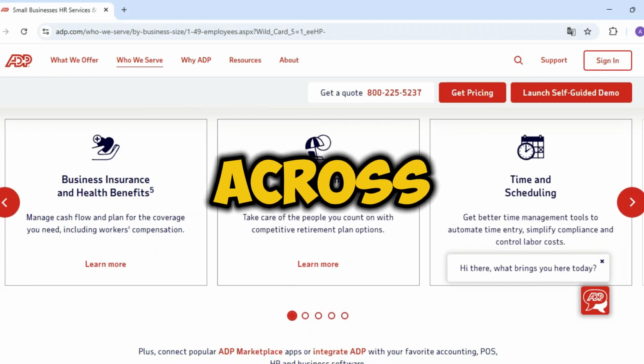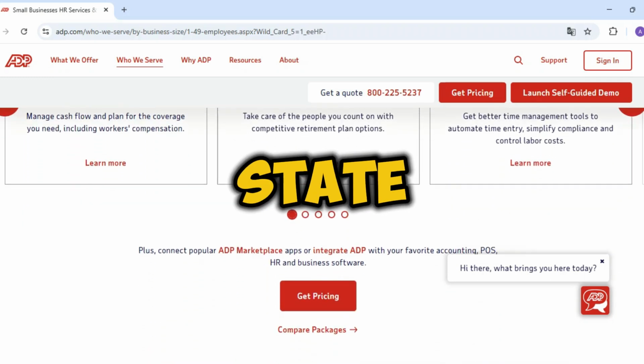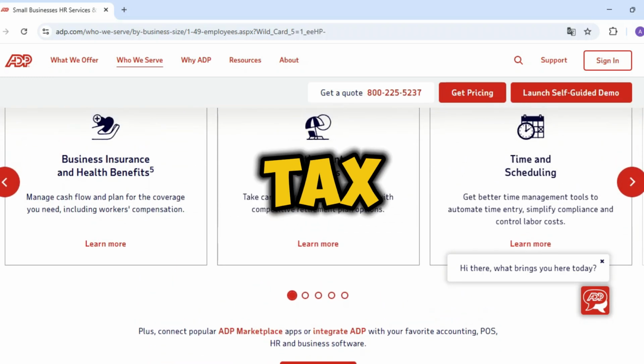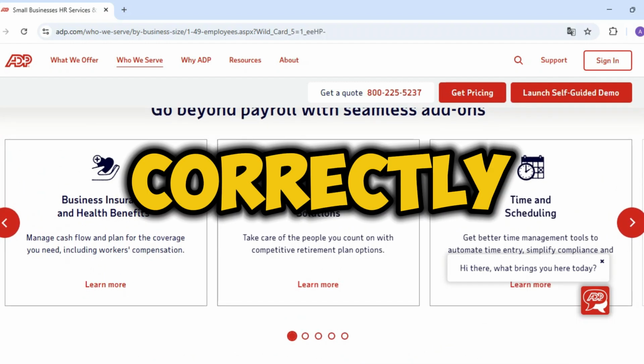have employees working across state lines. Multi-state payroll is complex, but ADP's tax engine is built to handle it if configured correctly.